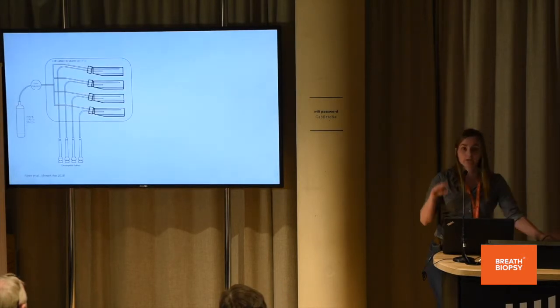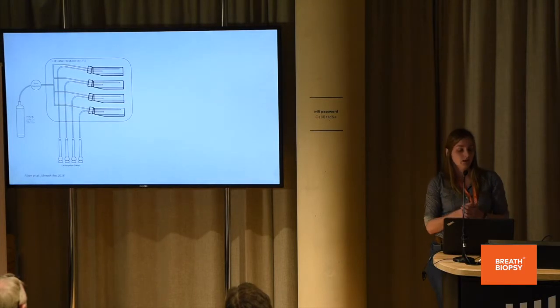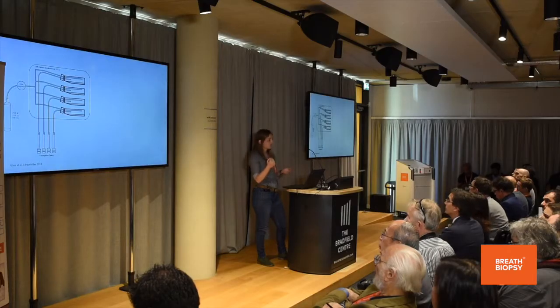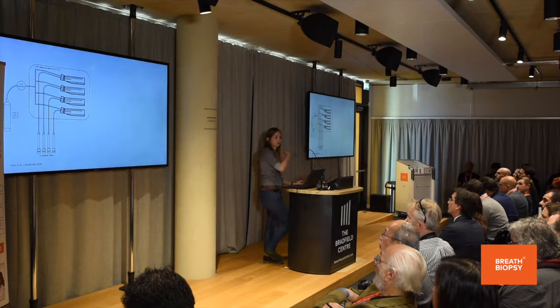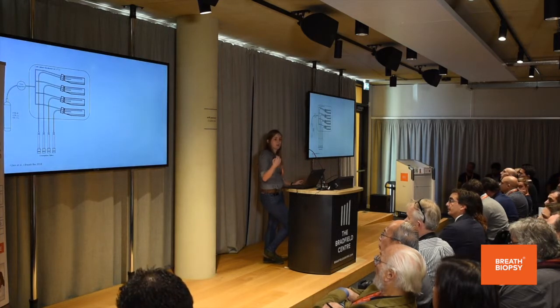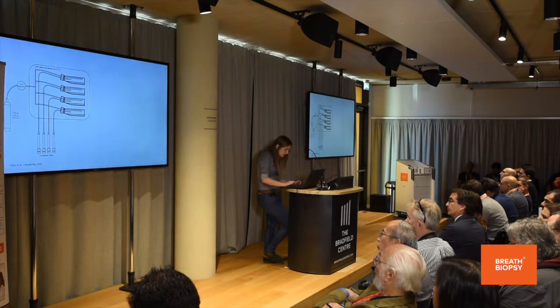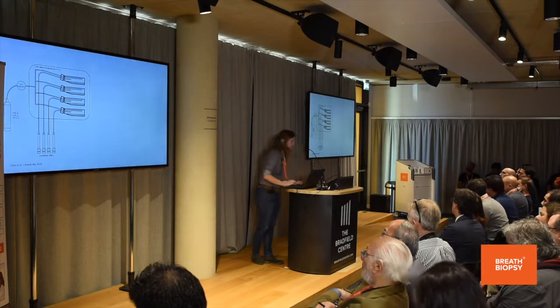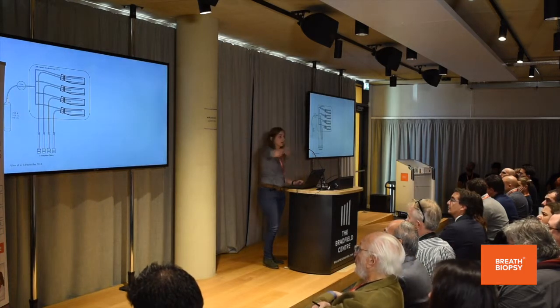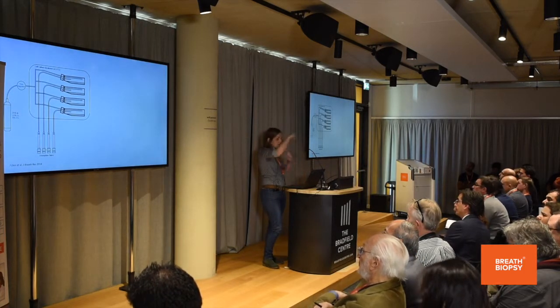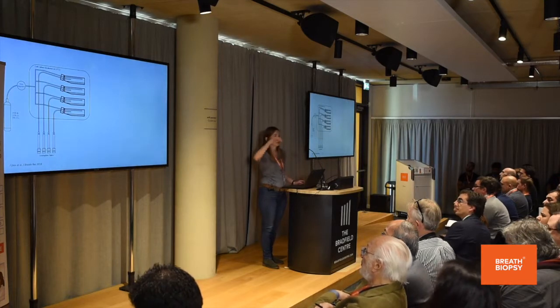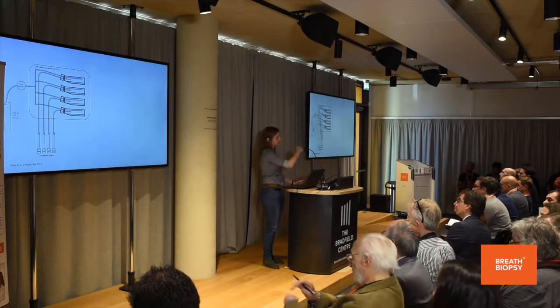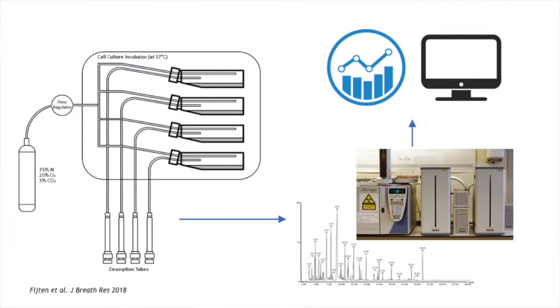So what we have here is a cell culture incubator. We had tubing going in and out. We had a gas flask that was providing air, and we had thermal desorption tubes connected on the outside. Basically what happens is the air gets flown through the tubing into the cell culture flask, and because there is flow, it will exit on the other side and then go through the desorption tubes. So you can capture the VOCs.